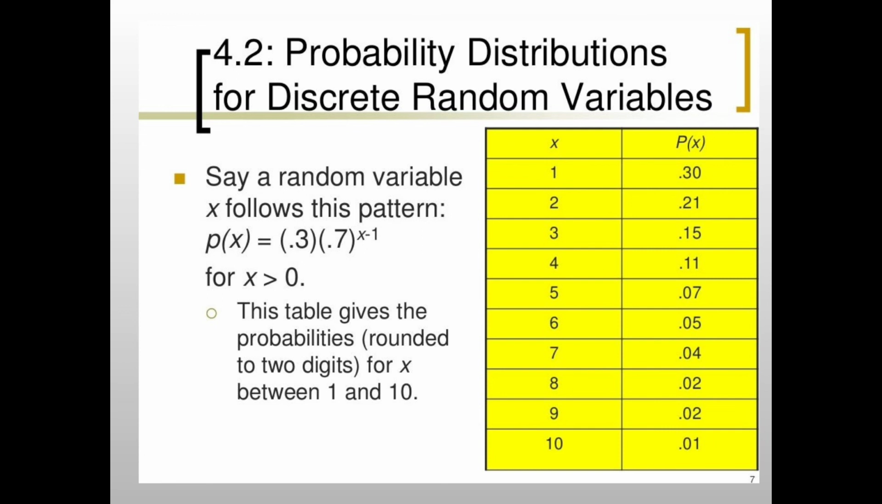Say a random variable x follows this pattern: P of x is equal to 0.3 times 0.7 to the power x minus 1, for x greater than 0. This table gives the probabilities rounded to 2 digits for x between 1 and 10.